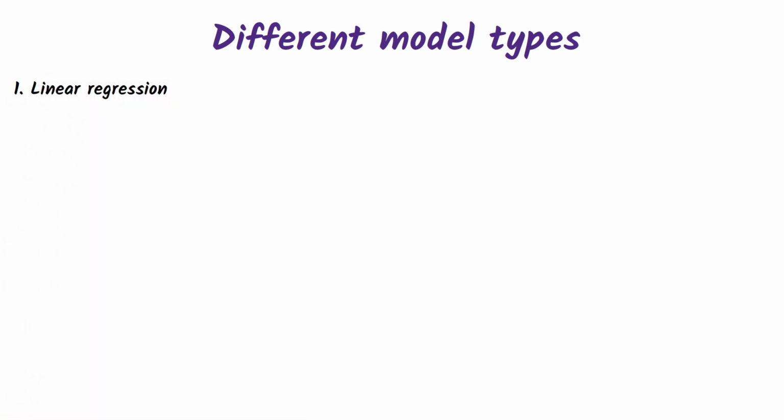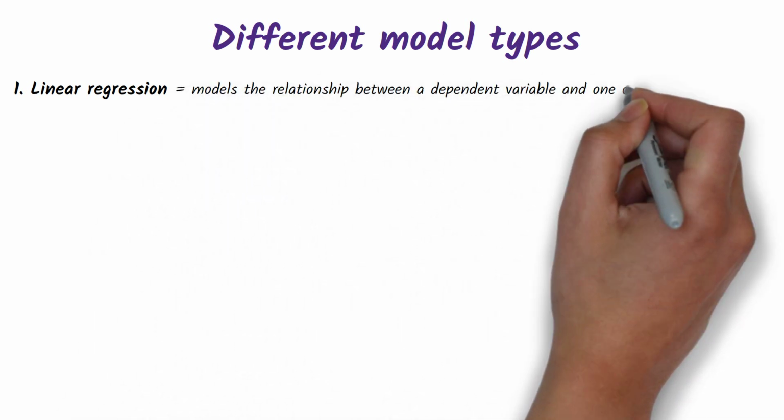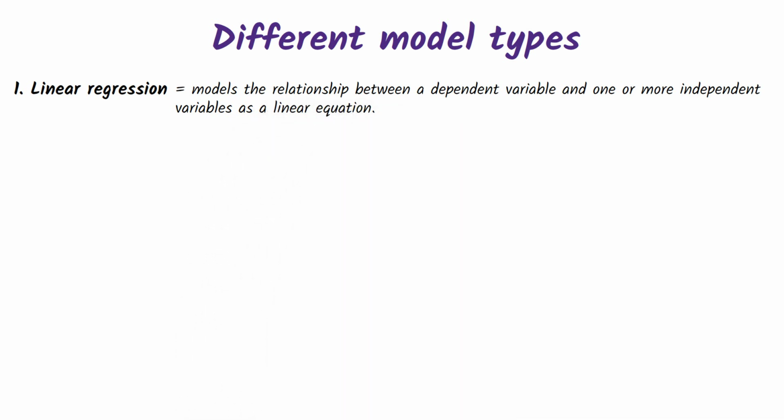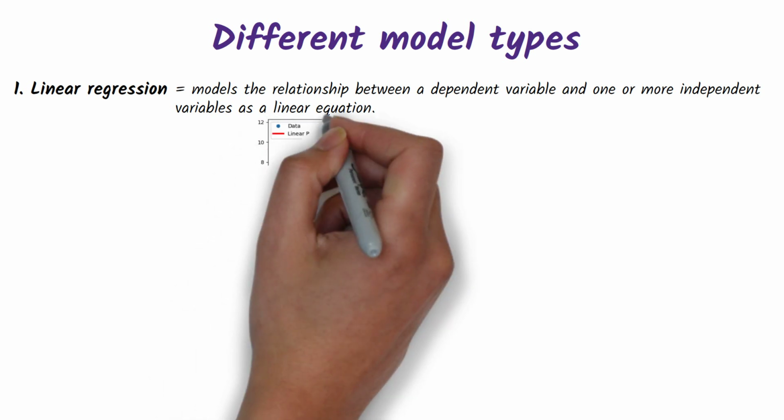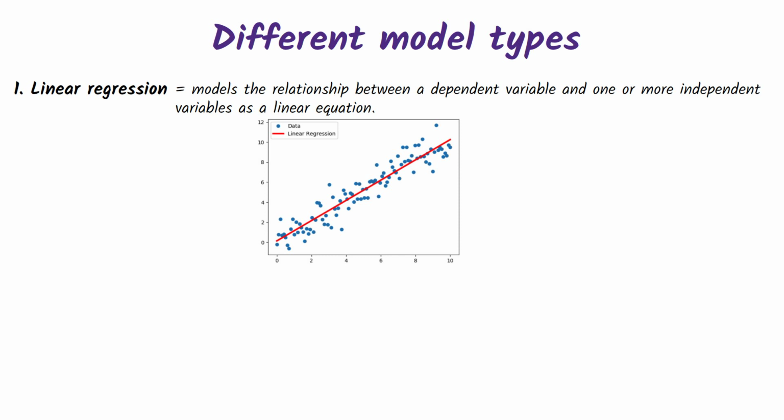Linear regression is a simple model that models the relationship between a dependent variable and one or more independent variables as a linear equation. For example, a linear regression model could be used to predict a person's salary based on their age, education, work experience, etc.